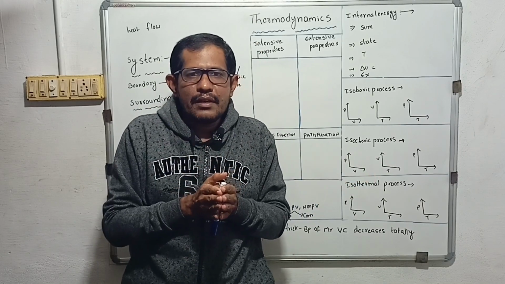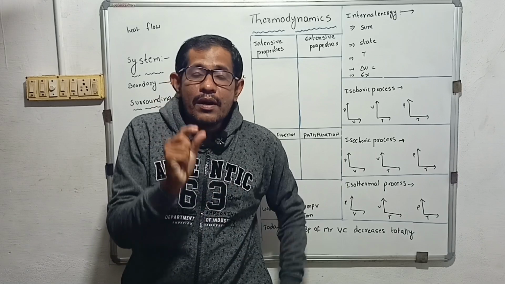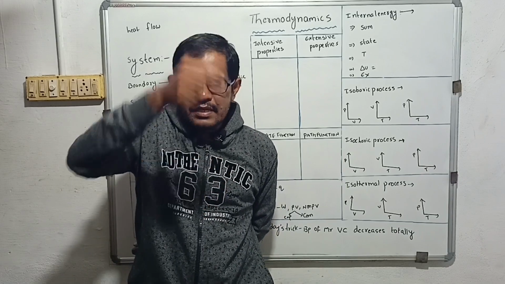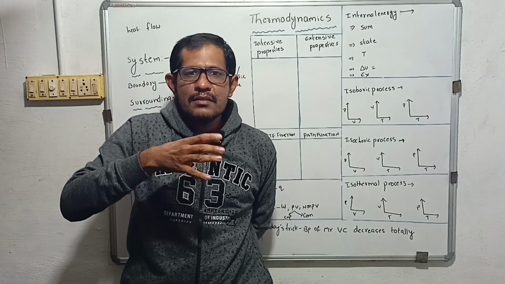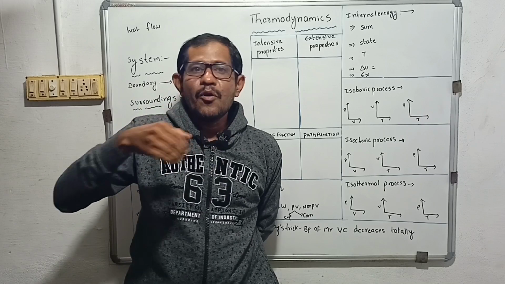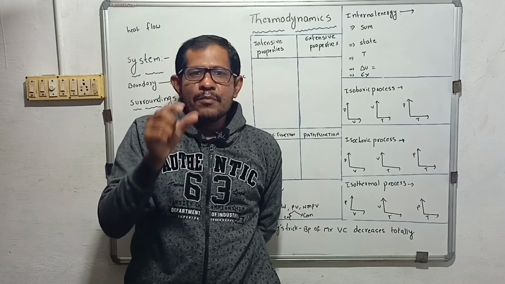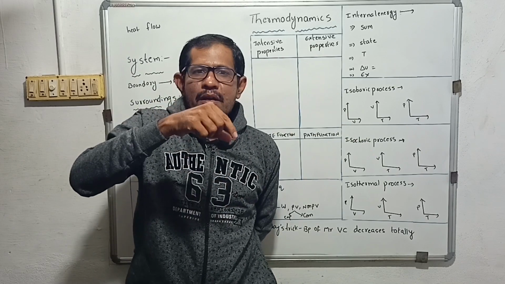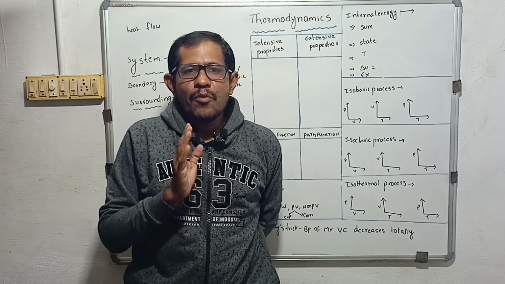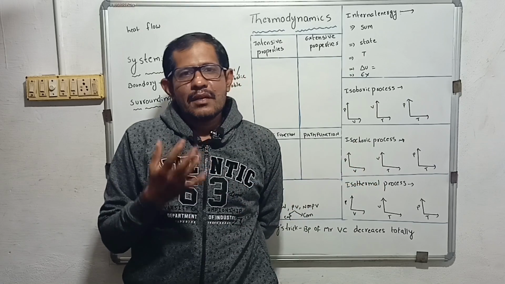If you take a glass of water, the water in the glass is the system. The steel or plastic part of the glass is the boundary, because it separates the system from the surroundings. The remaining part is the surroundings.